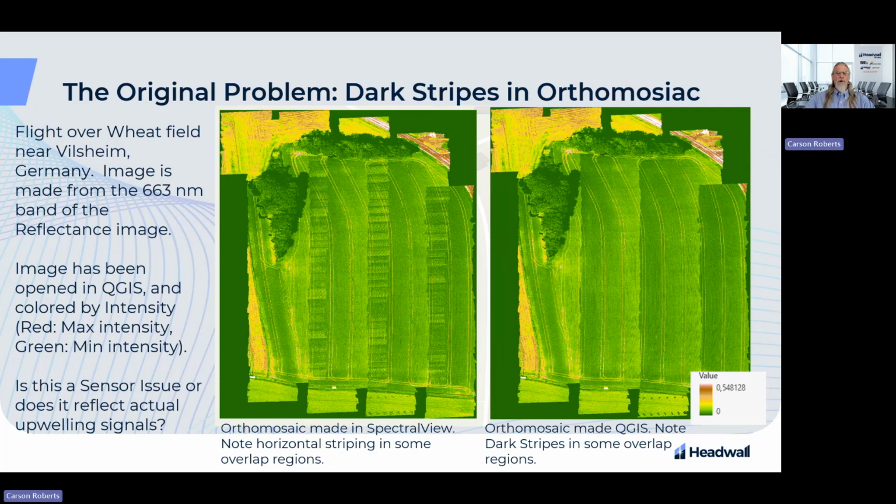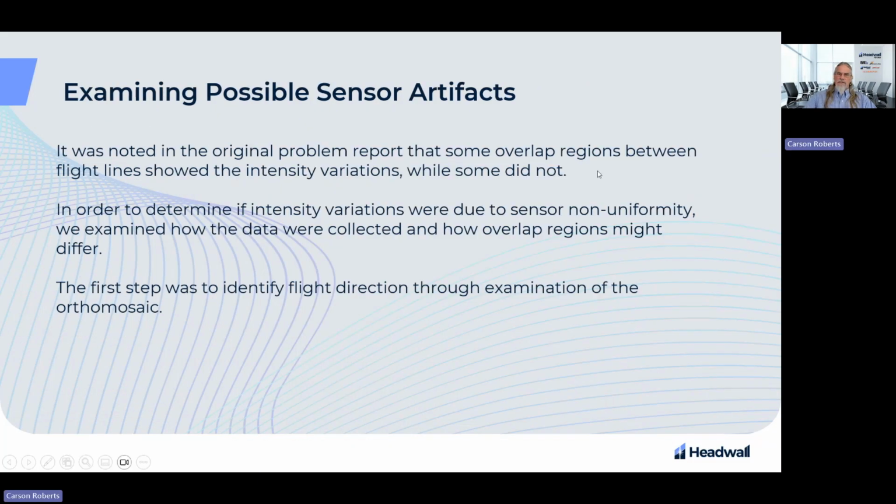And the question is, is this something wrong with the sensor, or is there something real going on in the data? So I'm going to try and go through how I figured this out and what conclusions I can draw from it. Some overlap regions are dark, some overlap regions are not. And how can we do this?